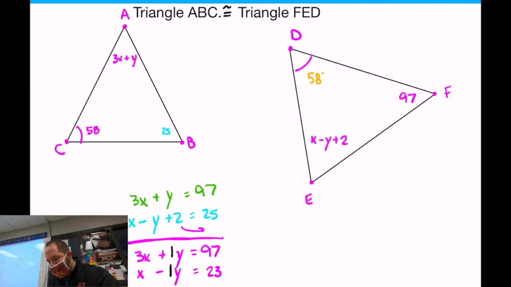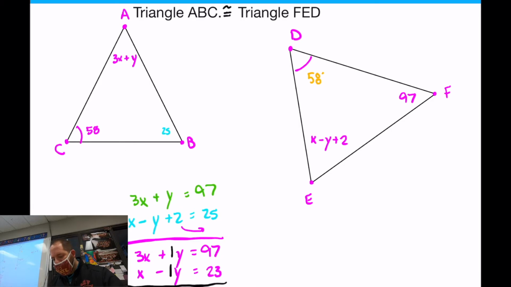So I can just add these straight down, and when I do that, the y should cancel out, and that's what you want to have happen. You want to have one of the letters eliminate. Now, if they weren't the same number, you can make them the same. Just multiply one row by a number and multiply the second row by a different number. Get them to be the same, but they're already the same number.